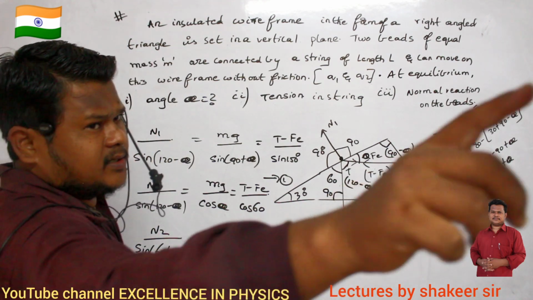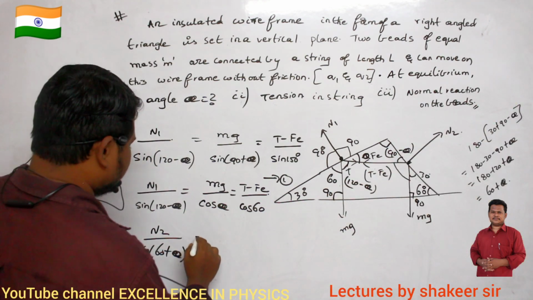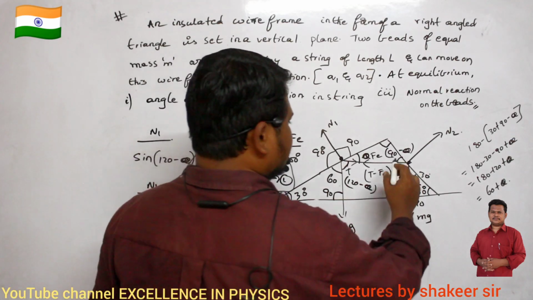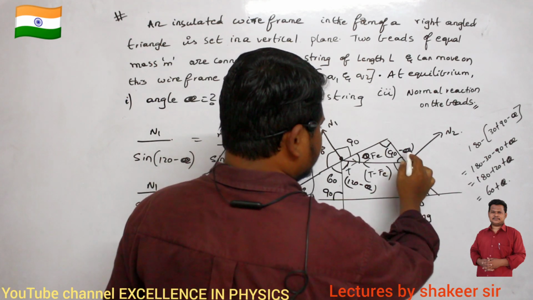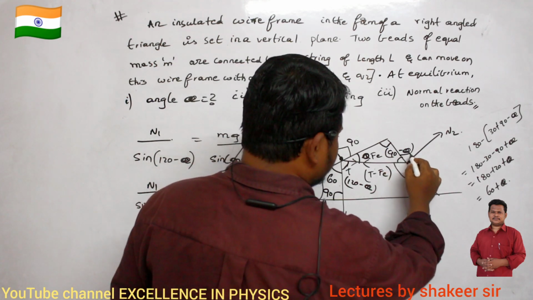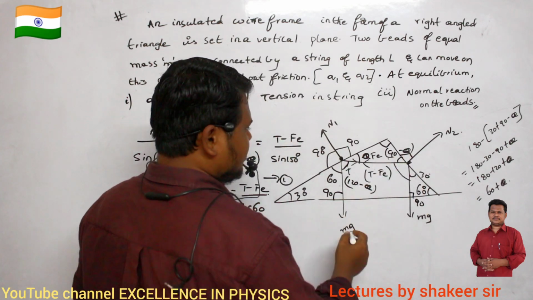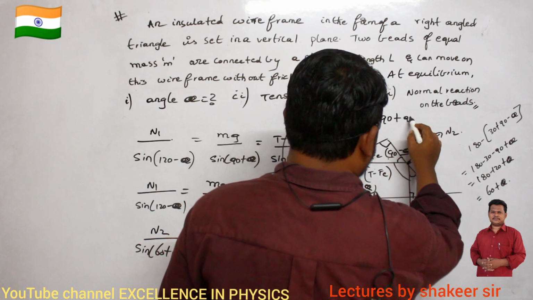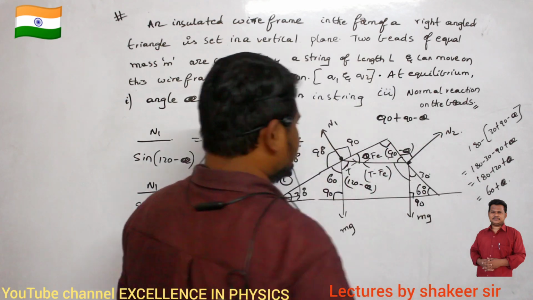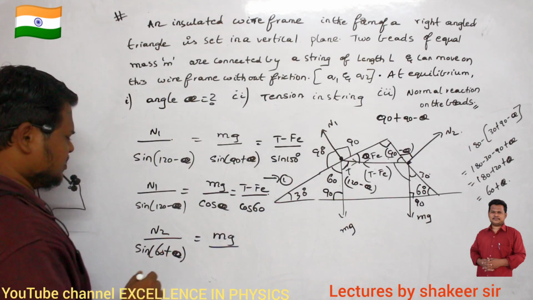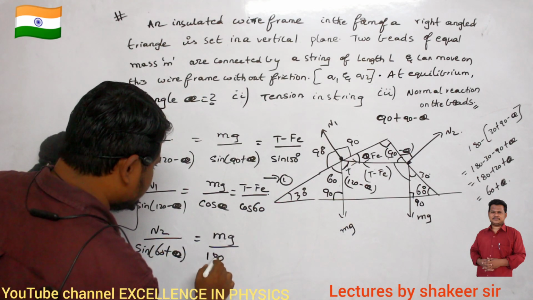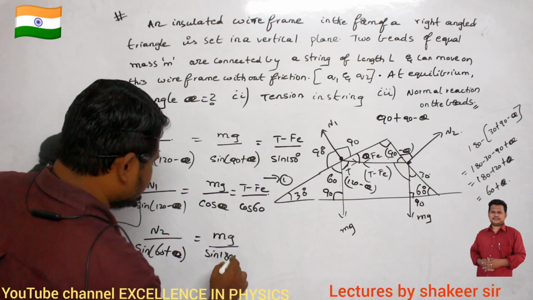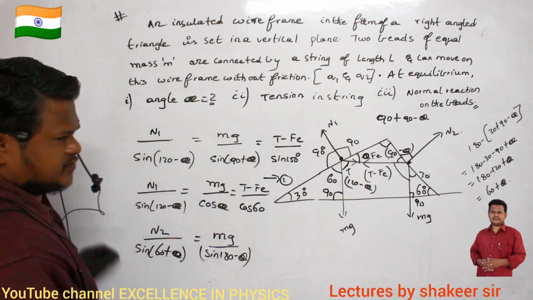Clear? Similarly, one more force is mg. So mg divided by, now what is the opposite angle? This one to this is the opposite angle. So what is this total angle? This angle is 90. So 90 plus 90 minus alpha. 90 plus 90 minus alpha is how much? 180 minus alpha. So mg divided by sine 180 minus alpha. Clear? So sine 180 minus alpha. So this is the mg force.